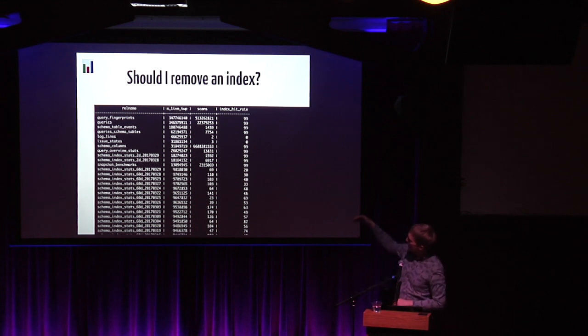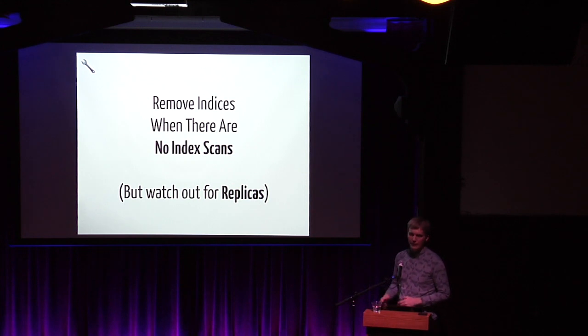Here, for example, we should probably evaluate this log lines index, the fifth in the list, which only gets 2 scans. Is that really necessary? Can we avoid that? It's a very big index, probably expensive to update too. And then the simplest case is if there are really no index scans, then you should remove it. The one thing to watch out for is replicas. If you have an index on a primary, you don't actually use it on the primary, but you do use it on a replica, then don't drop it because you might actually need it.